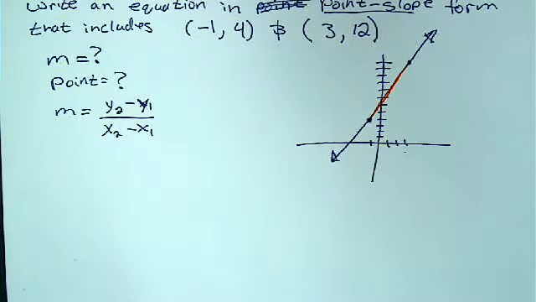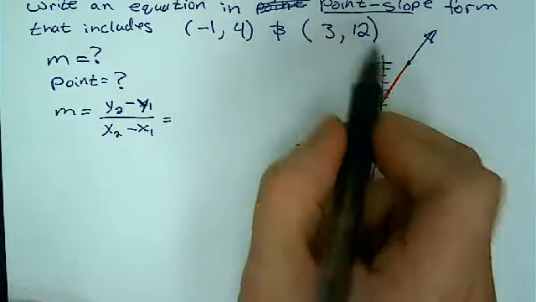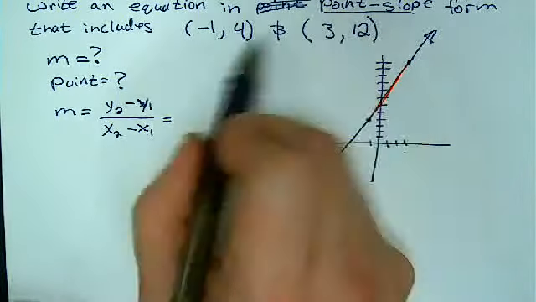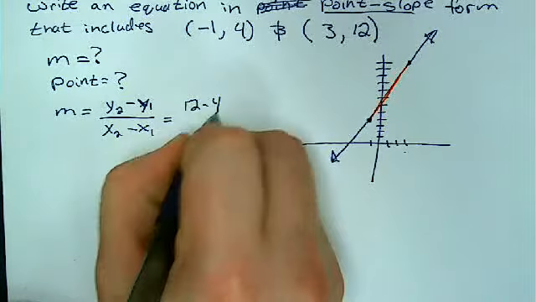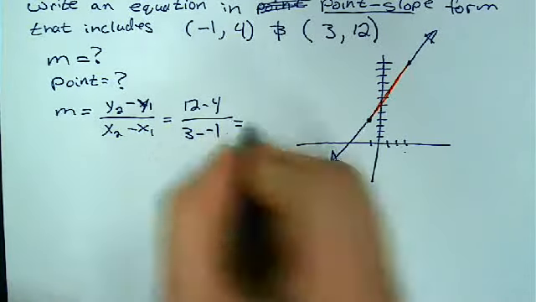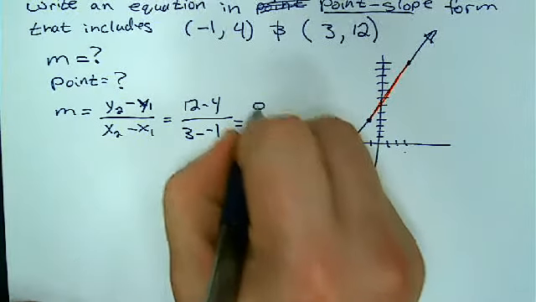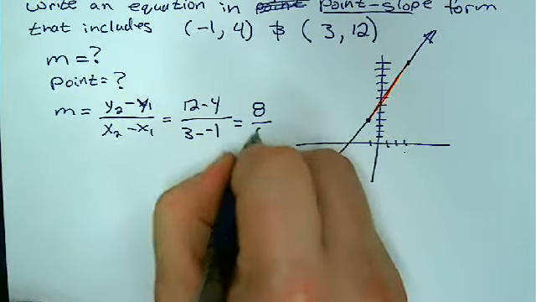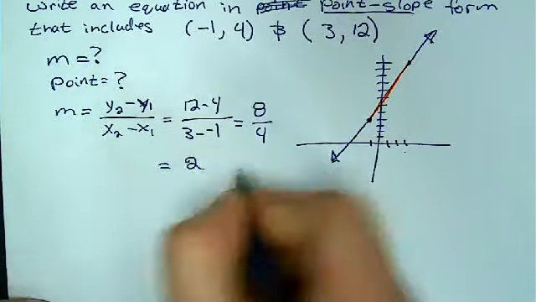Over x2 minus x1. So now I can do 12 minus 4 over 3 minus negative 1. Watch my signs. I get 8 over 4, which is 2.